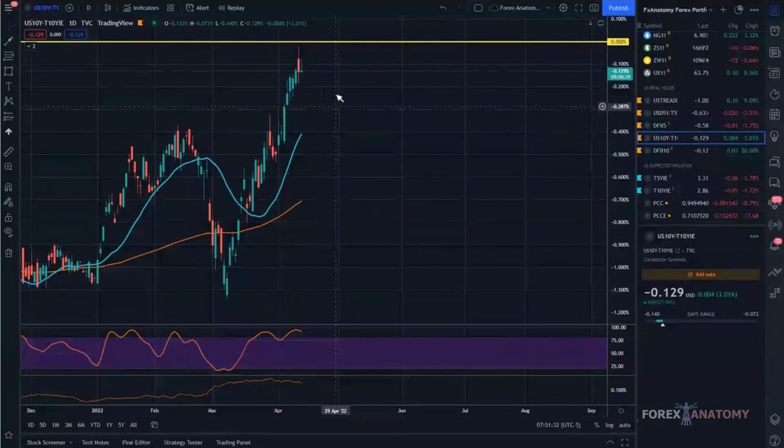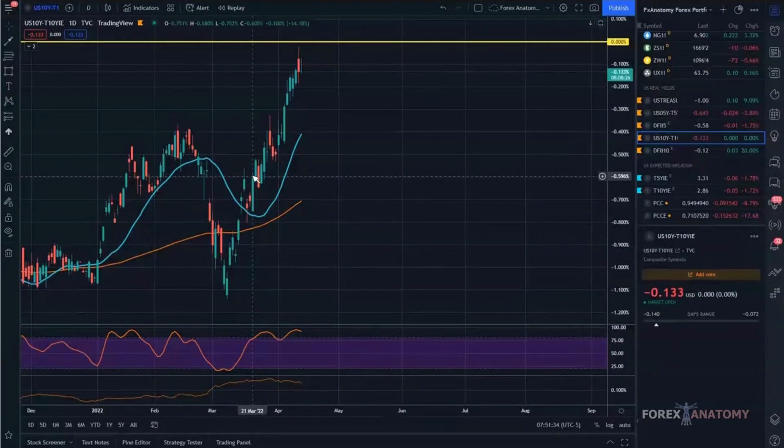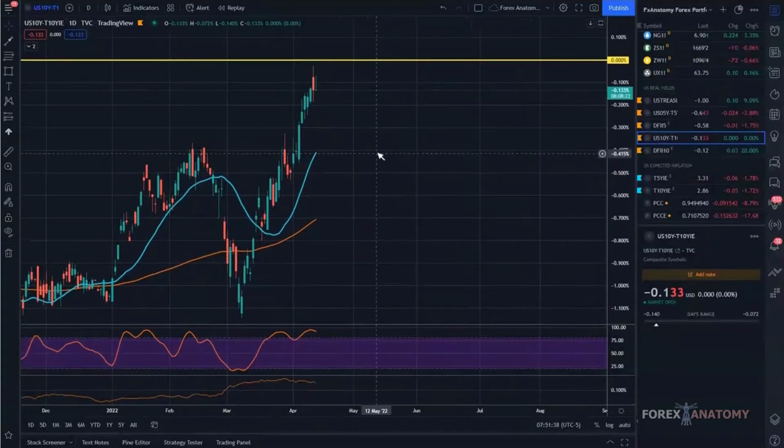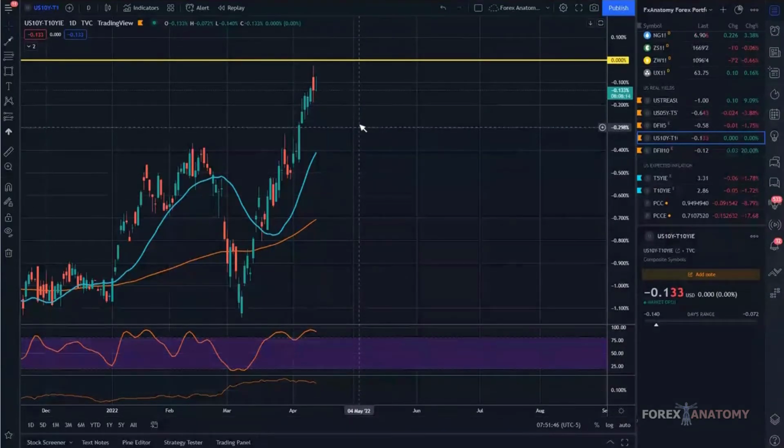We see right here that real yields have been climbing for the past few trading sessions, and they're almost near 0% or positive territory, which of course has caused markets to take into consideration what positive yields would mean.